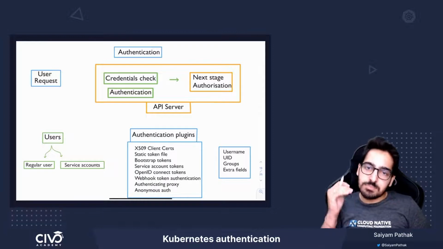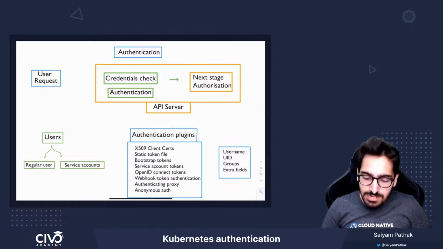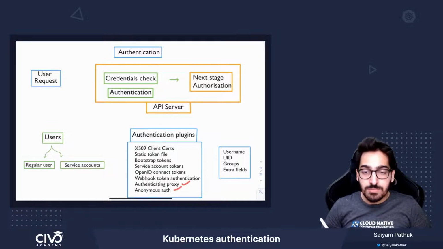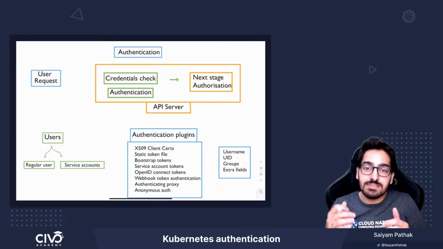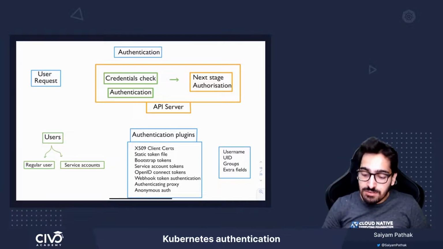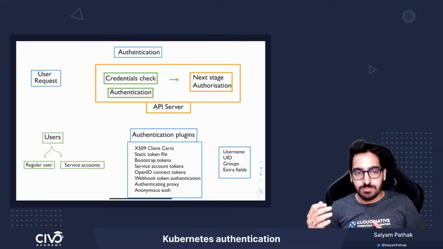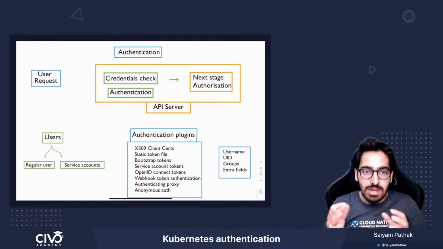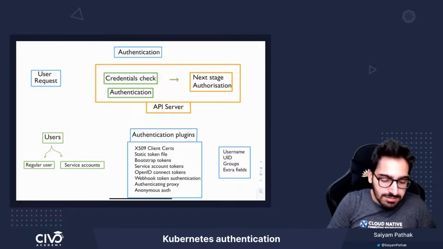the authentication is passed. Now there are various authentication plugins like the X509 client certs, static token file, bootstrap token, service account token, OpenID Connect tokens, webhook token authorization, authenticating proxy, anonymous auth. So the authentication will be done via these authentication plugins and also the user info is added by these plugins.